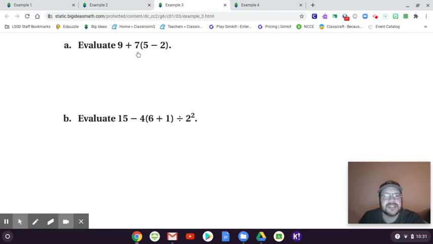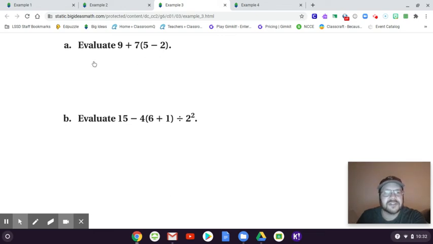We have 9 plus 7, and when a 7 is right next to parentheses, that means to multiply. 5 minus 2. So 9 plus 7, parentheses, 5 minus 2. What should we do first? If you said 5 minus 2, that's correct, because it's inside the parentheses.